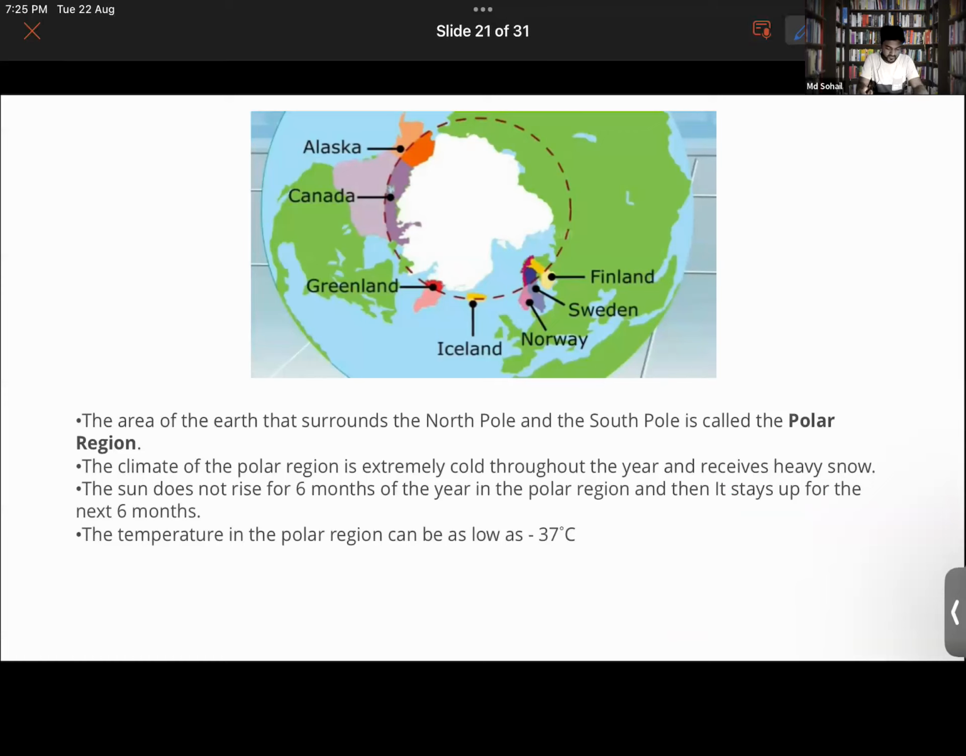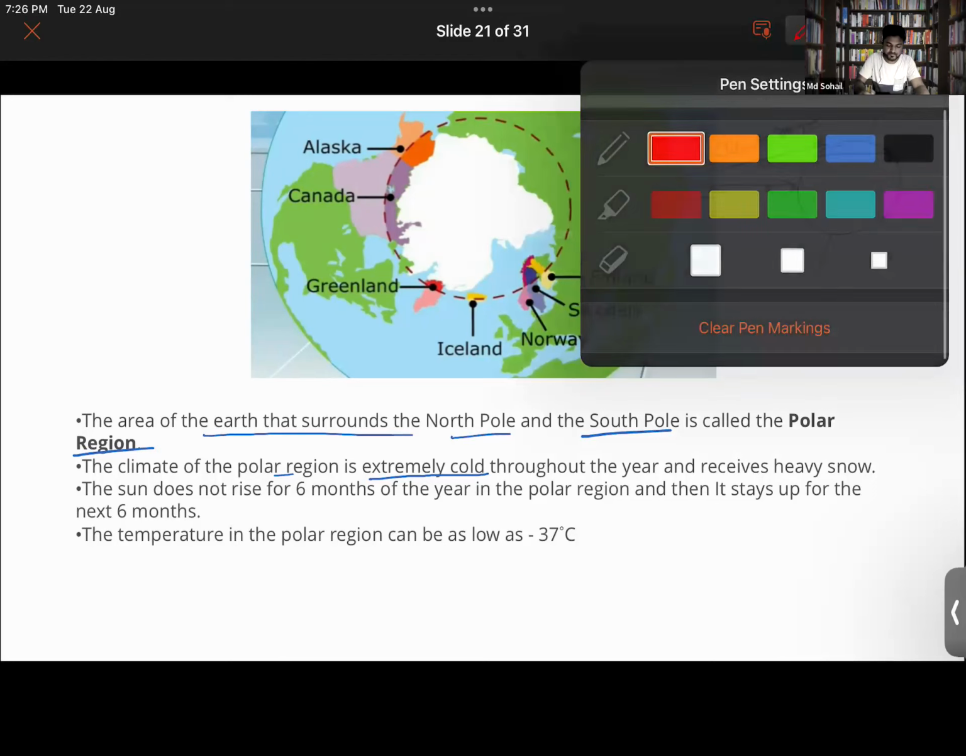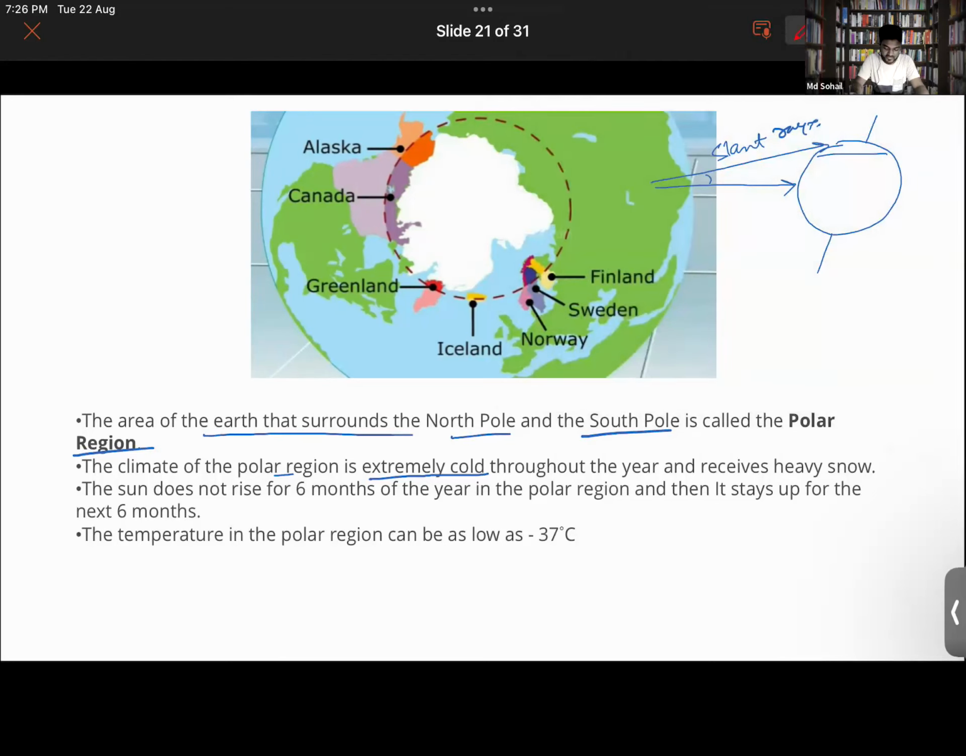Okay, there was one more thing. The area of the Earth that surrounds the North Pole and the South Pole is called the polar regions. The climate of the polar region is obviously known to everyone to be extremely cold. Why is it so? Because there is less amount of sunlight. Exactly, the sunlight is not reaching vertically there. It's at an angle, slightly slanted, because of the Earth's axis. Good.